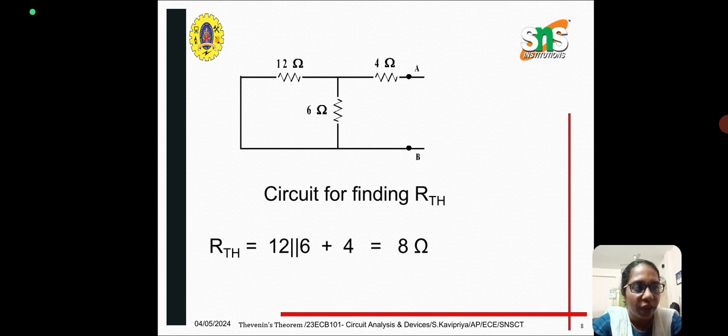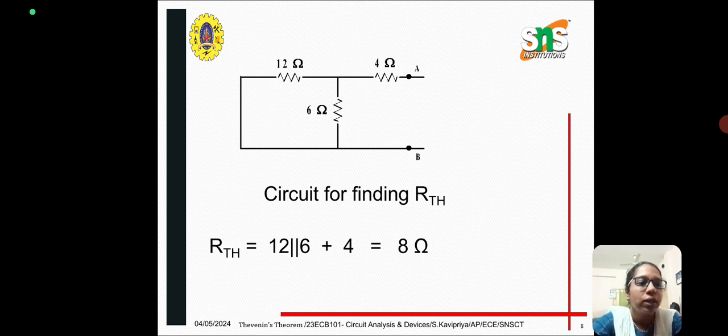After finding this VTH, next we have to find RTH, which is the Thevenin's resistance. For this we remove the load resistor and short circuit the voltage source, or open circuit the current source. In our circuit diagram, we have only the voltage source, so we short circuit this voltage source. After that we find the equivalent resistance. Here the 12 ohm is in parallel with the 6 ohm resistor, and to that combination the 4 ohm is in series. When we apply the series and parallel combinations to the circuit, we get the RTH value as 8 ohms.